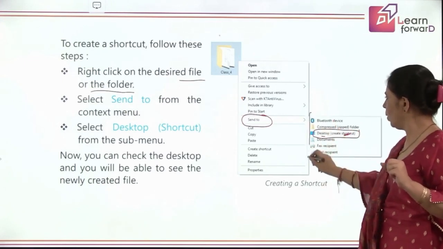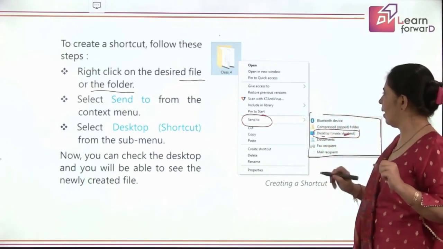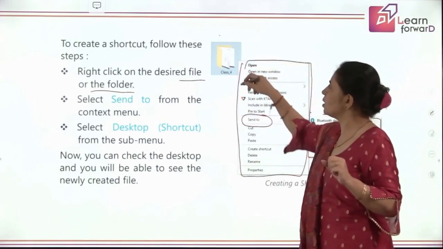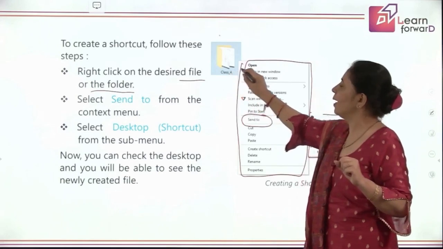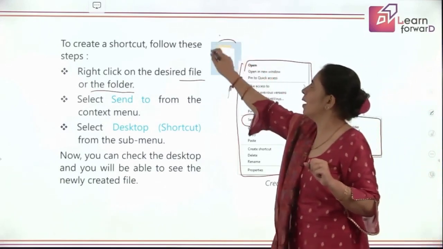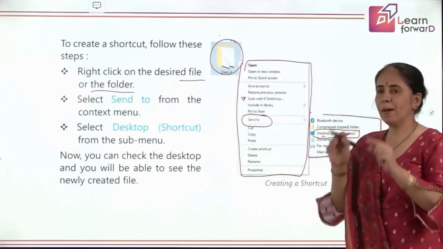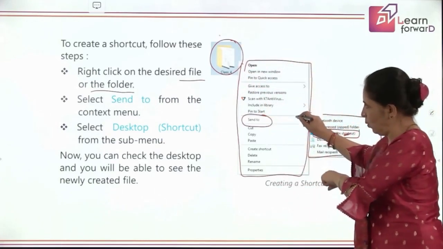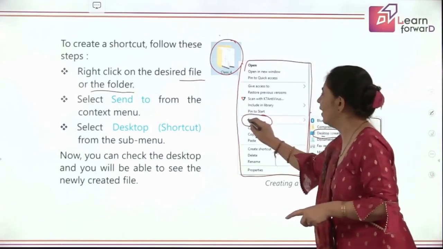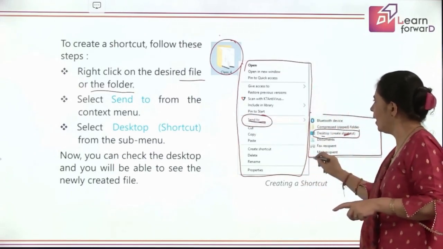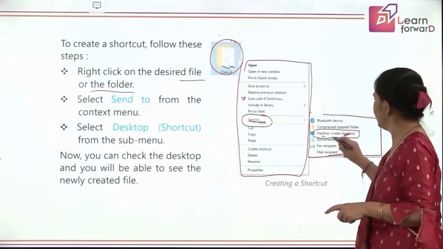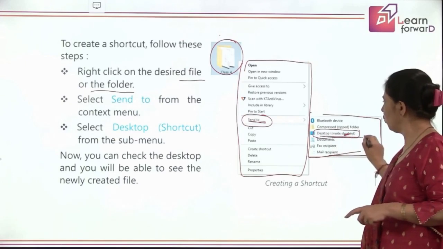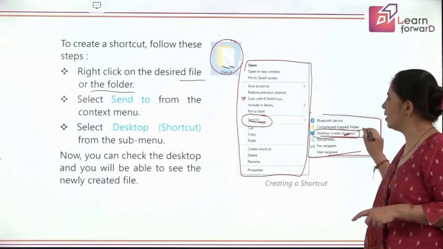This is the submenu, children, and this submenu comes from this context menu, which actually appears when you are right clicking on the desired folder. Okay, so remember, right click on the desired folder, you'll get a context menu. On the context menu, you will find the Send to option. Then another window will open. This is called the submenu window, and on this submenu window you will find Desktop (create shortcut).